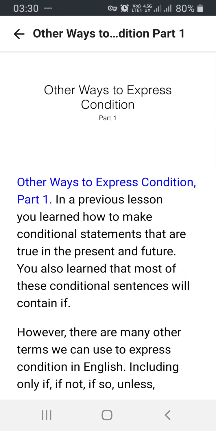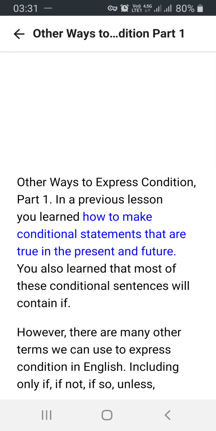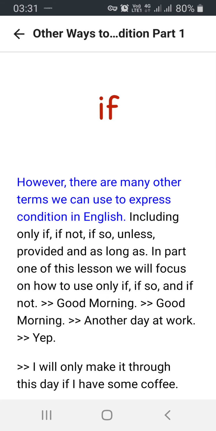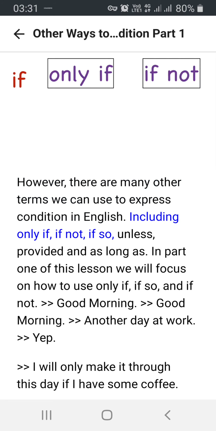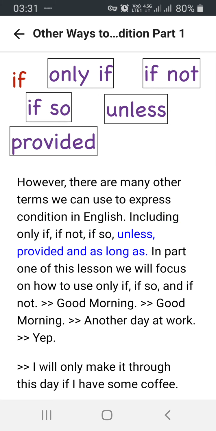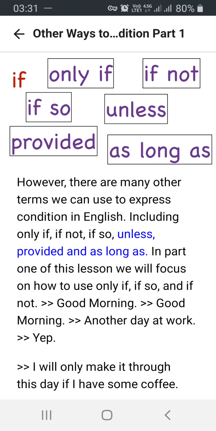Other ways to express condition. Part 1. In a previous lesson, you learned how to make conditional statements that are true in the present and future. You also learned that most of these conditional sentences will contain if. However, there are many other terms we can use to express condition in English, including only if, not, if so, unless, provided, and as long as.